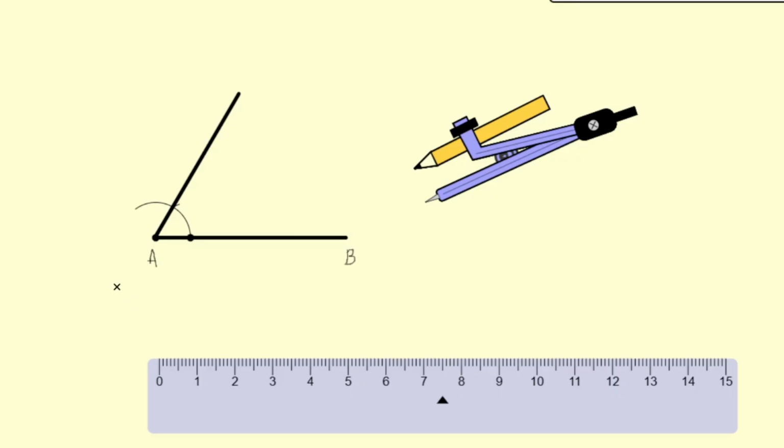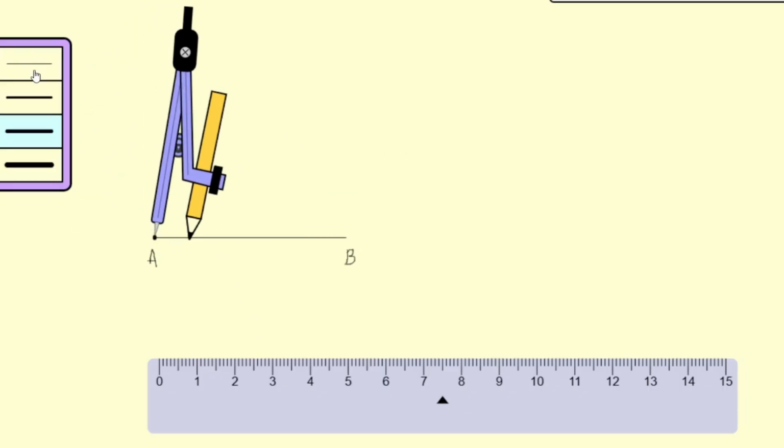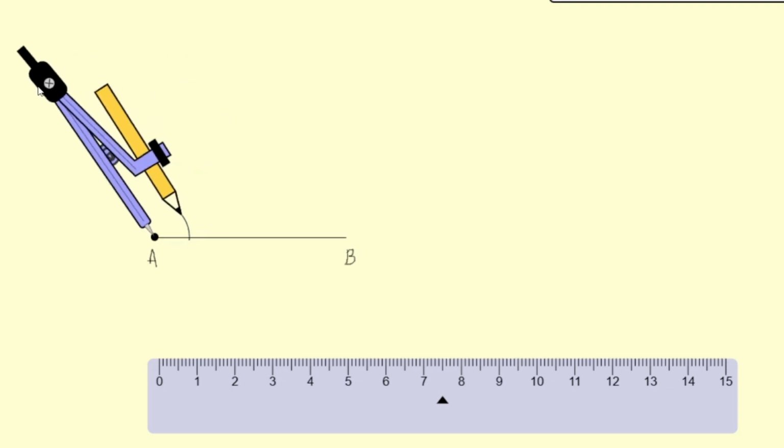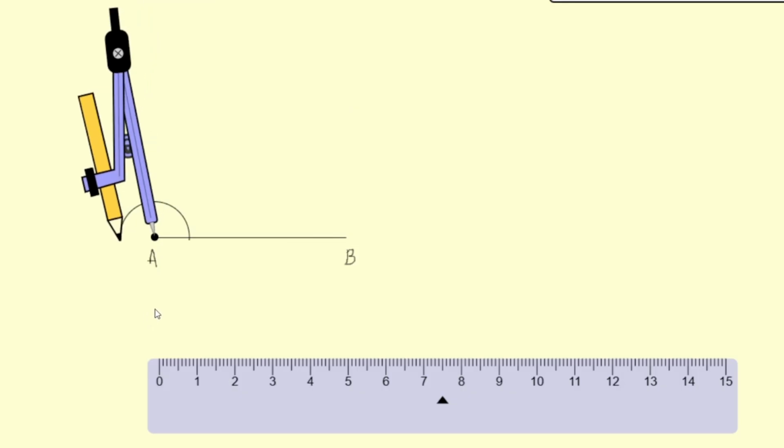Now, if they ask you for a 90-degree angle at A, how would you approach this? It wouldn't be far off from what we just did. You would place your point at A, open to a convenient radius, lightly scribe your full semicircle. There are two different ways you can do this. I'm going to show you both of them.